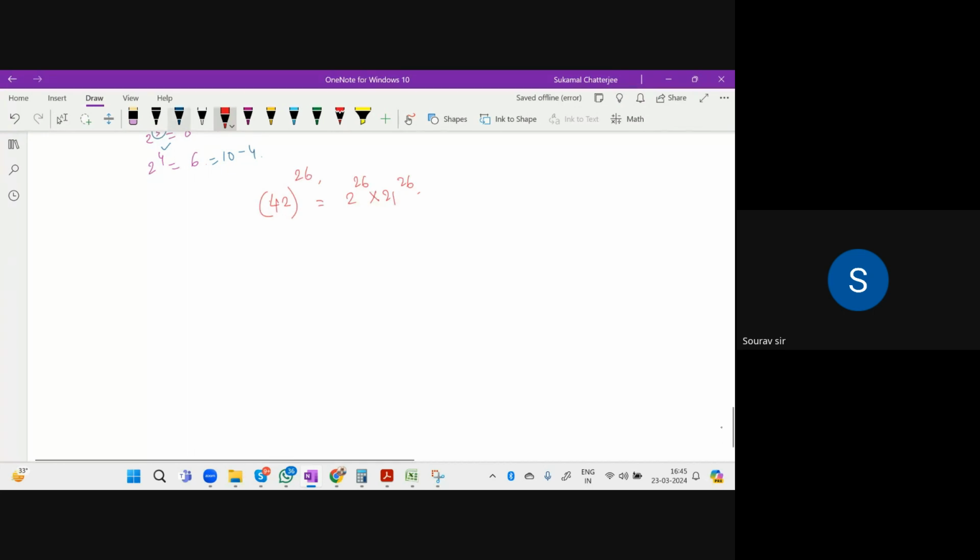Right? So this one straight away you can do. The last two digits would be 6 into 2, 12. Take the last one, 21 would be the last 2. And for this, you do 2 to the power 26, which is 2 to the power 20 into 2 to the power 6. So 2 to the power 20 will be 76, into 2 to the power 6 is 64. Multiply this, 76 into 64.